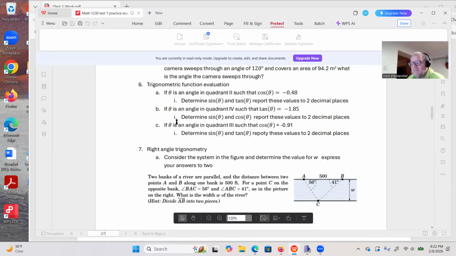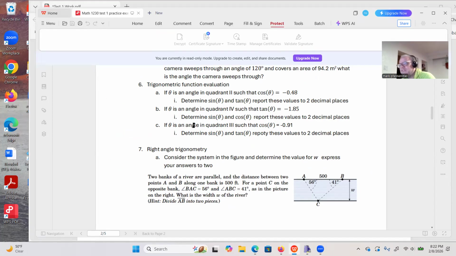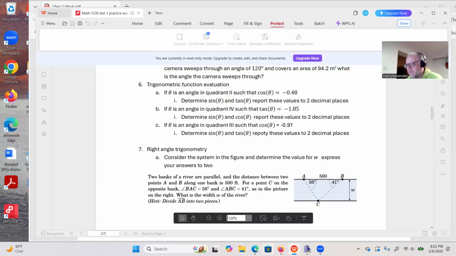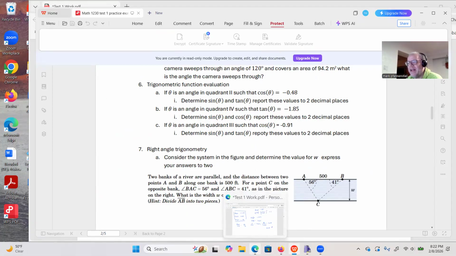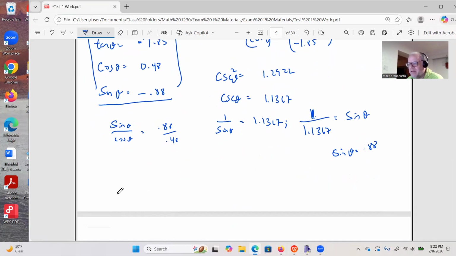Okay, let's see. We have to determine sine and tangent, reporting the values to two decimal places, if the cosine is equal to negative 0.91. So that's very much like the first problem. We have cosine theta is equal to negative 0.91, and we need to figure out what sine of theta and what tangent of theta are.